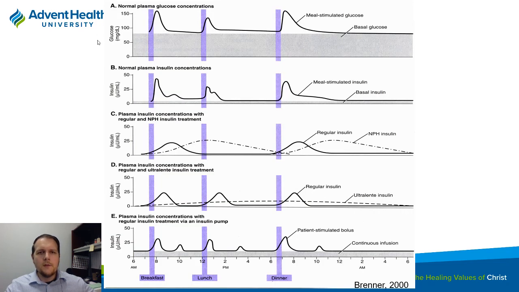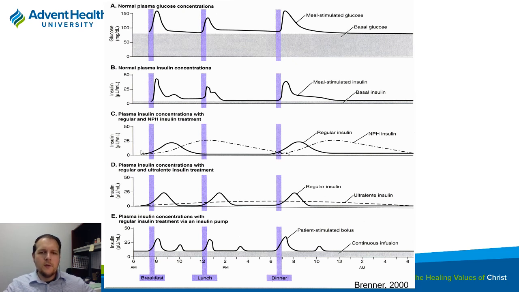So here are several different regimens for how you might administer insulin in order to help mimic what the body naturally does. And here we're looking at normal plasma glucose concentrations. On part B here, we're going to get normal plasma insulin. So this would be, say, a normal healthy individual without diabetes. And then this is what it would look like if we wanted to do a 2 or 3 injection regimen. This was a 2 injection regimen where we're using regular insulin along with an NPH. Remember, NPH is more the intermediate acting insulin.